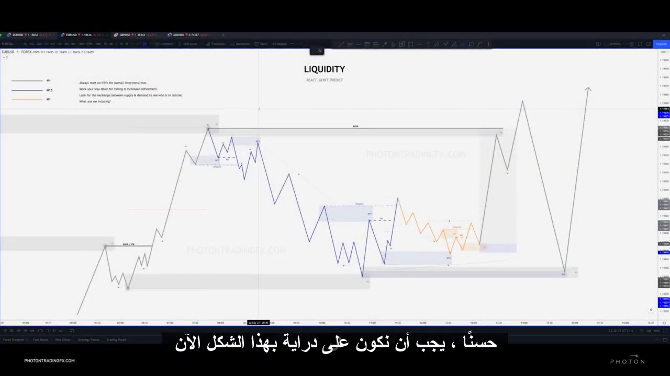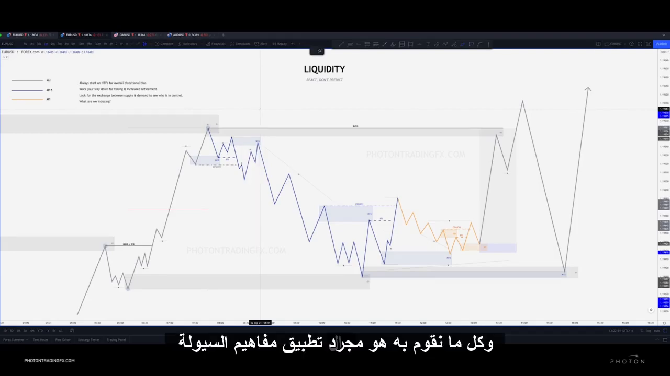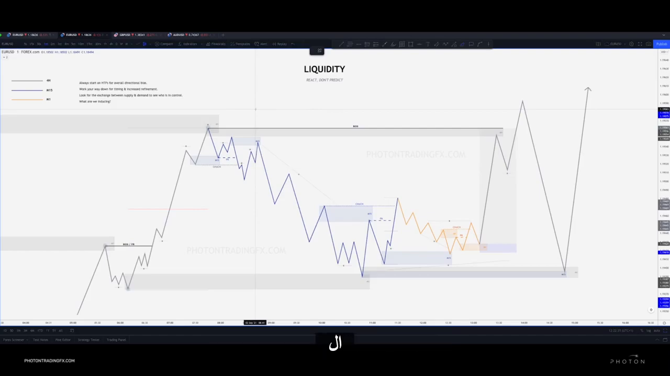Alright, so we should be pretty familiar with this diagram by now. And all we are simply doing is applying the liquidity concepts that we have just gone over. In this theoretical lesson, I'm looking at a bit more of a clear-cut trading example before we hop on the charts in the next lesson or two.